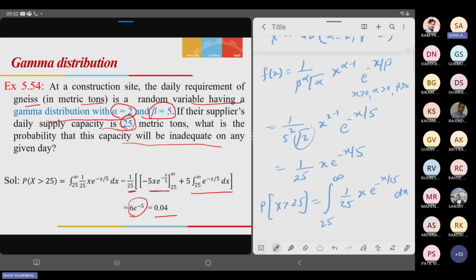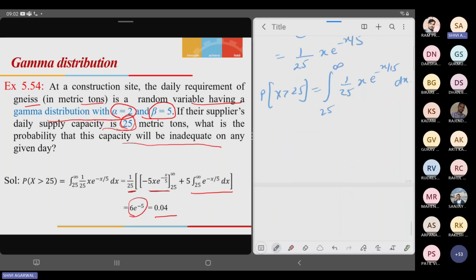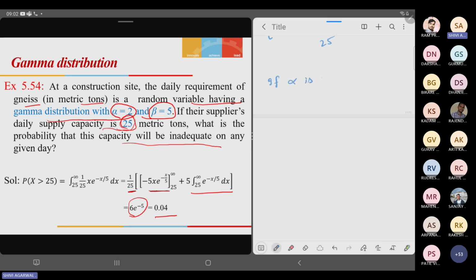Gamma function of 2, as I told you earlier also, if alpha is an integer, then gamma function of alpha is defined as alpha minus 1 factorial. So gamma function of 2 is 1 factorial. 1 factorial is what? 1. Gamma function of 5 is equal to 4 factorial. 4 factorial means 4 multiplied by 3 multiplied by 2 multiplied by 1.